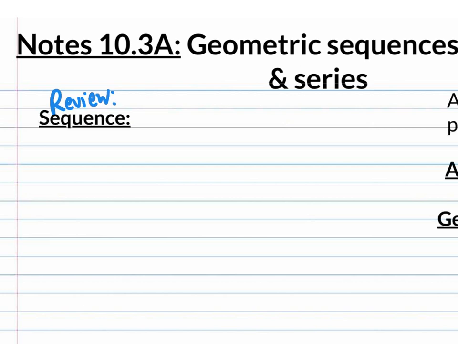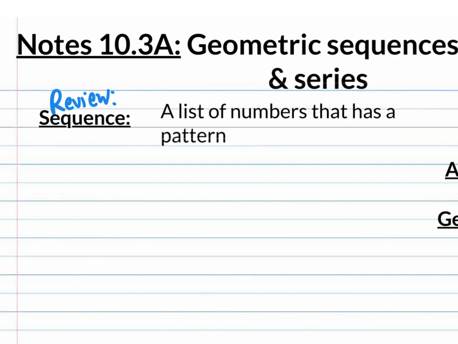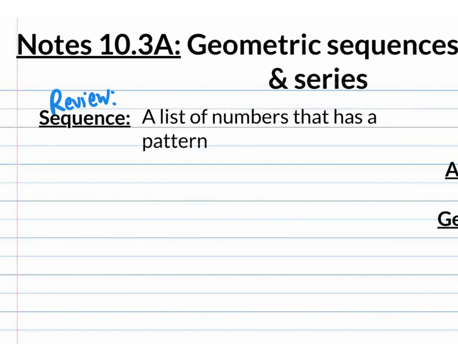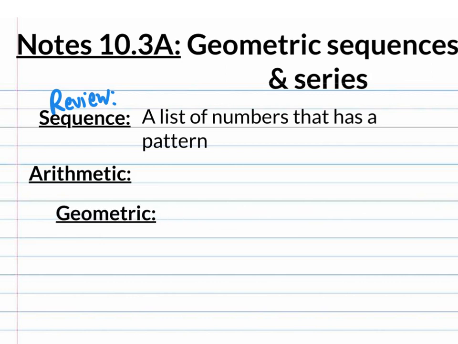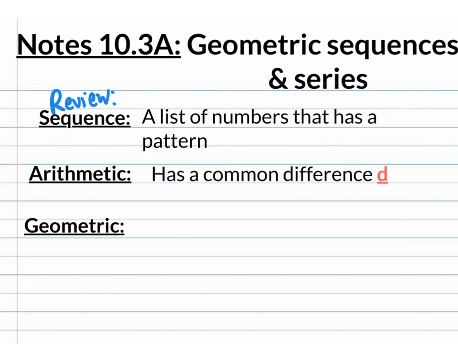Let's begin with the word sequence. What does the word sequence actually mean? It means a list of numbers that has a pattern, okay? Now, we learned about two certain types of sequences. We learned about arithmetic sequences and geometric sequences, and they have these specific types of patterns. What is the difference between an arithmetic sequence and a geometric sequence? An arithmetic sequence has a common difference, d, and a geometric sequence has a common ratio, r, okay?